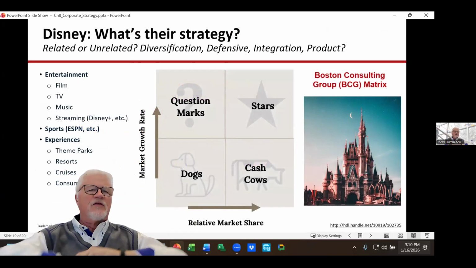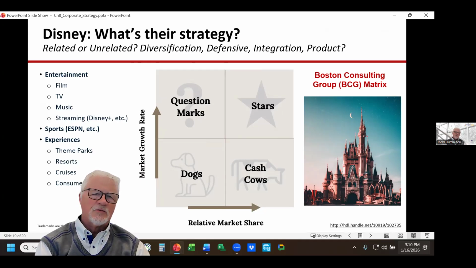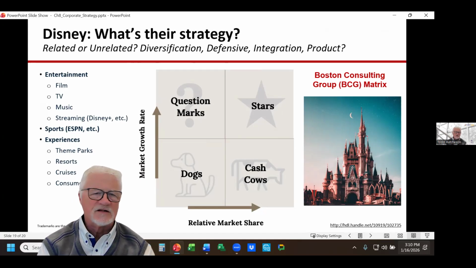Here's one for us to talk about and think about. Disney. What's their strategy? They have a lot of different irons in the fire, right? Is it related or unrelated diversification? Is it defensive? Is it integration? Is it product? Think about it for a bit. We sometimes use something called a Boston Consulting Group matrix, and we look at the individual items in each of these areas. So Disney has entertainment options, they have sports businesses, and they have experiences.